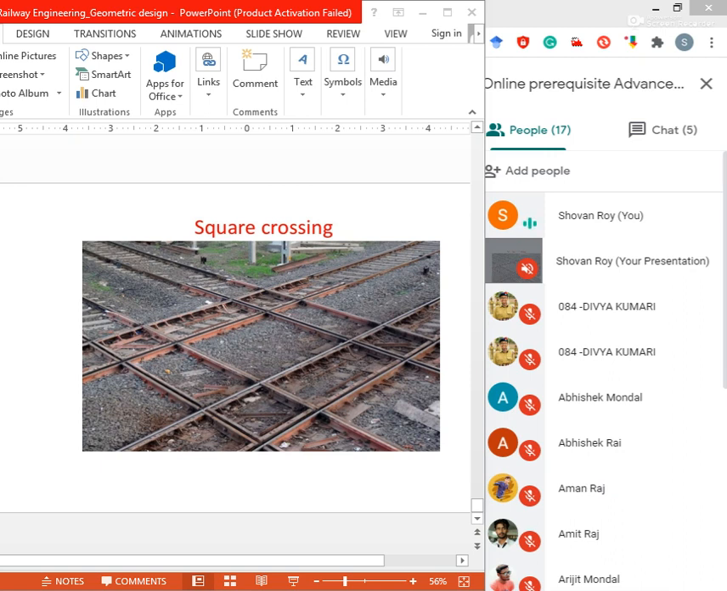Another requirement is staff requirements. This includes rest house for officers and staff, running rooms for guards and drivers, and staff canteens.